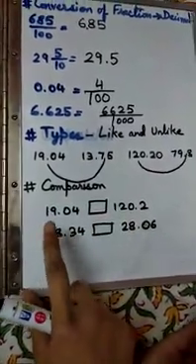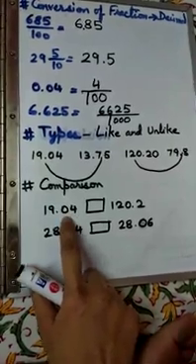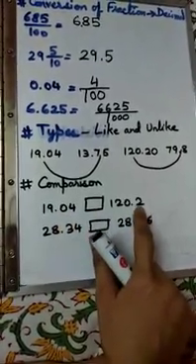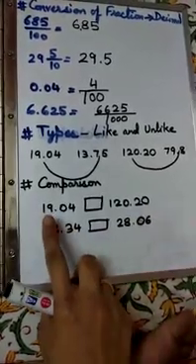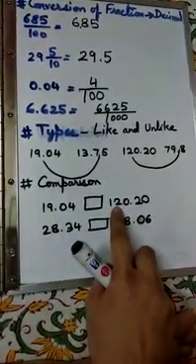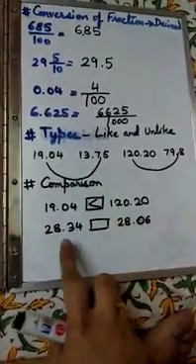How to compare? Before comparison, just make them like decimals. 0.4 has 2 decimal digits here, and here we have only 1. So make it 2 by putting an extra 0 at the end. Now look at the whole numbers 19 and 120. Which is greater? 120. So open the mouth of the sign towards 120.